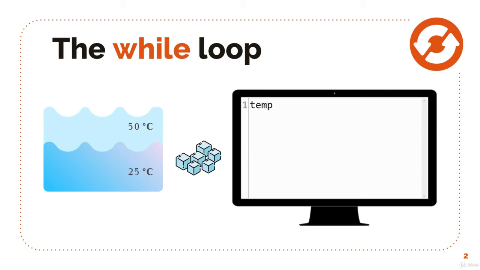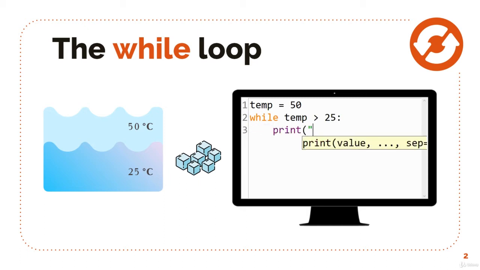First, we create the variable temperature, and we can assign 50 to it. Then we write while with a lowercase w, which as you can see is a keyword since the color changes. And then temperature is greater than 25, colon, and then new line. Indent, print ice cube added. Notice that the format is the same as an if statement.